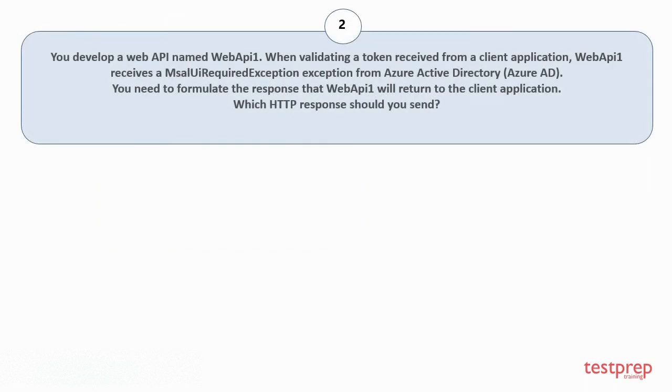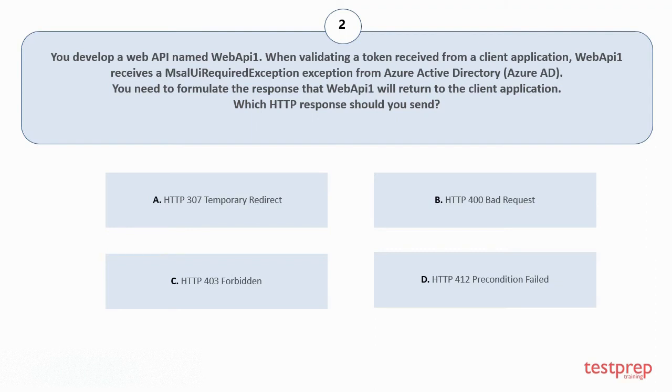Question number 2. You develop a web API named Web API 1. When validating a token received from a client application, Web API 1 receives a MS-UI required exception from Azure Active Directory. You need to formulate the response that Web API 1 will return to the client application. Which HTTP response should you send? Your options are A. HTTP 307 temporary redirect, B. HTTP 400 bad request, C. HTTP 403 forbidden, D. HTTP 412 precondition failed. The correct answer is option D.